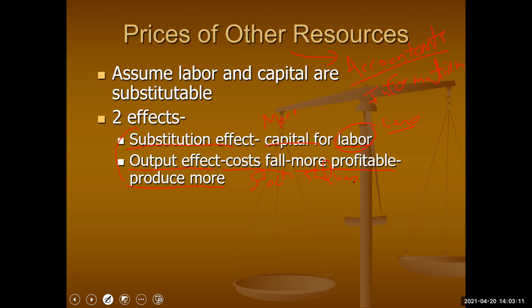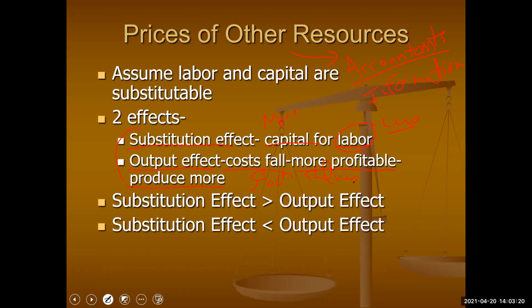So the question that comes up is, which effect is bigger? If the substitution effect is bigger than the output effect, we find that labor falls. If the output effect is greater than the substitution effect, we find labor goes up, which is the reason why when you read in the paper, on Yahoo, wherever else, "this new technology came along and they laid off a bunch of people." That's telling me that the substitution effect was bigger than the output effect.